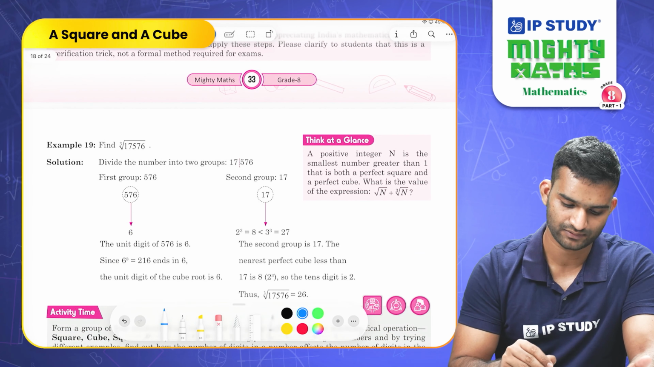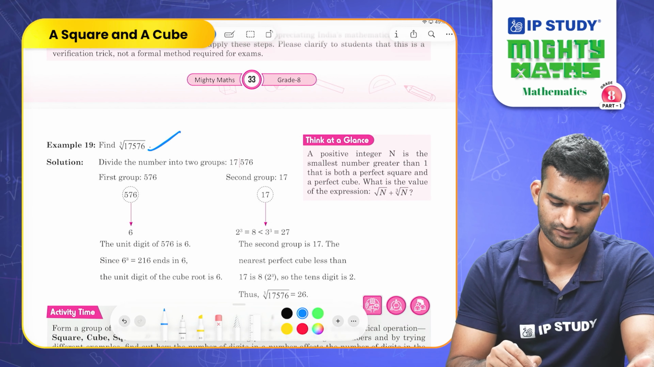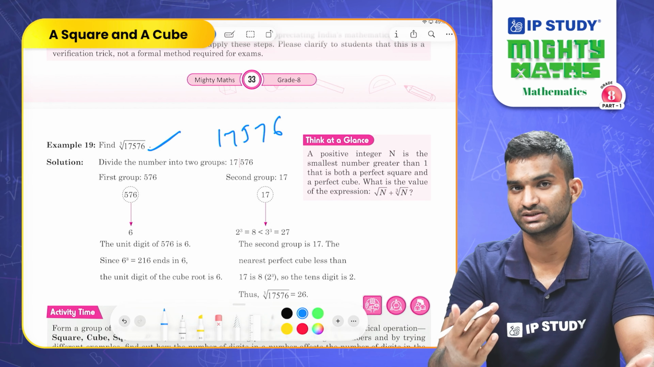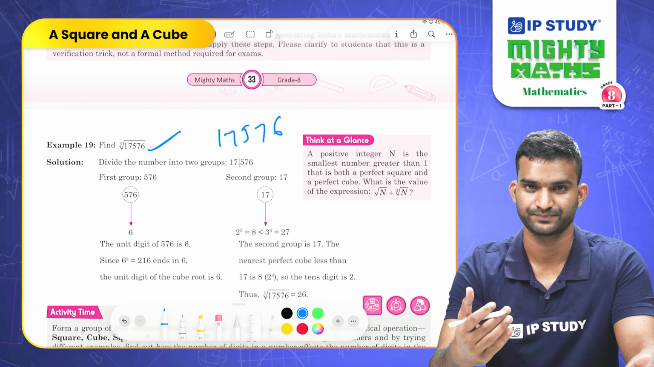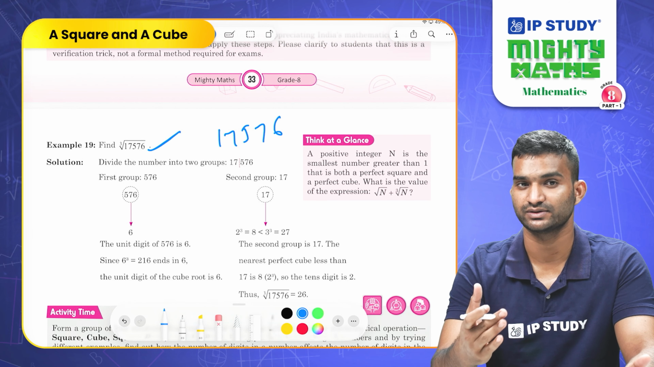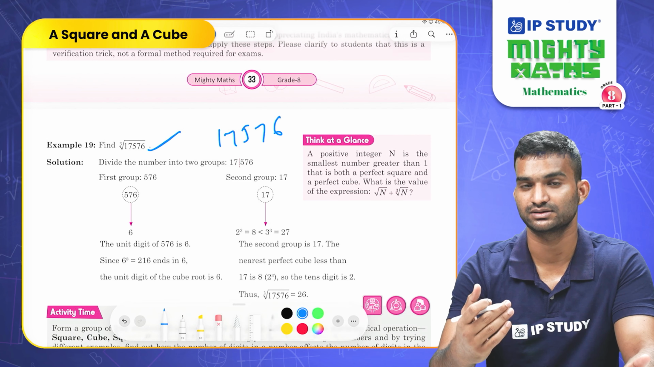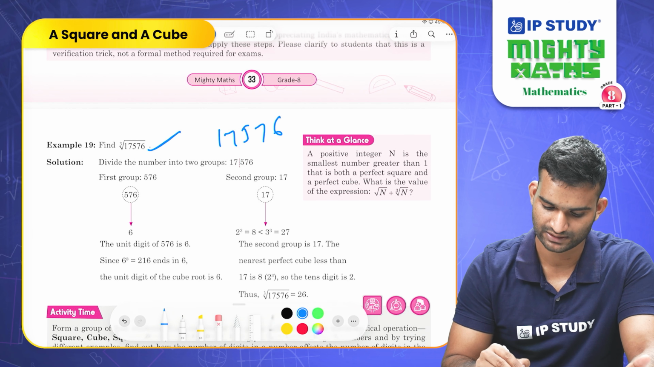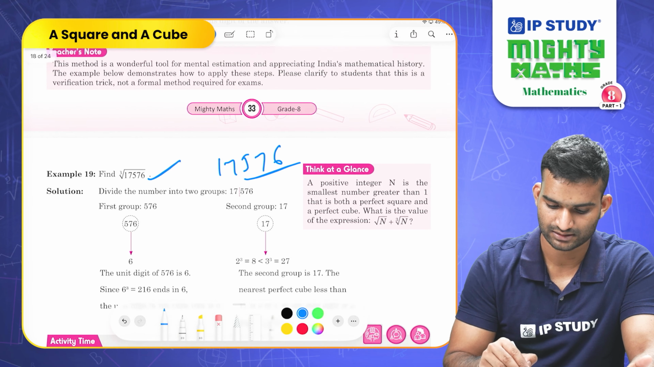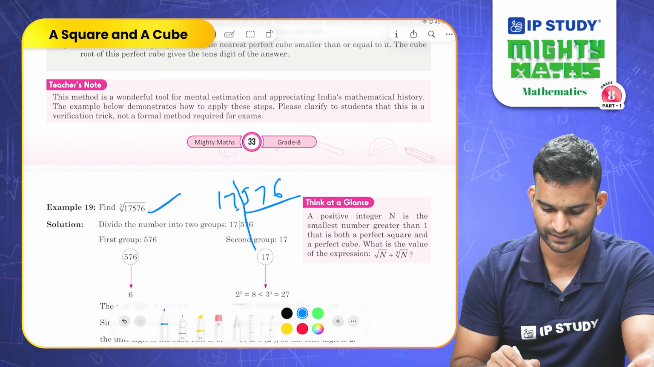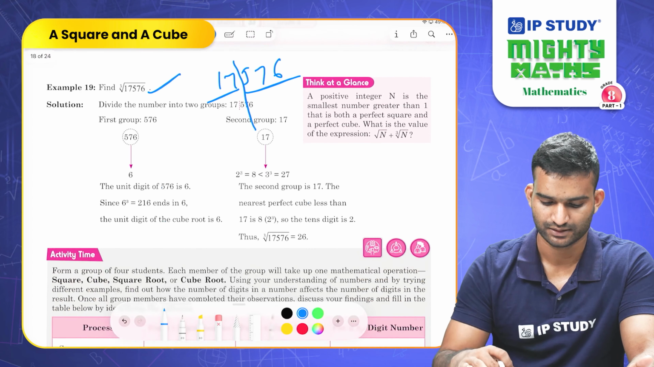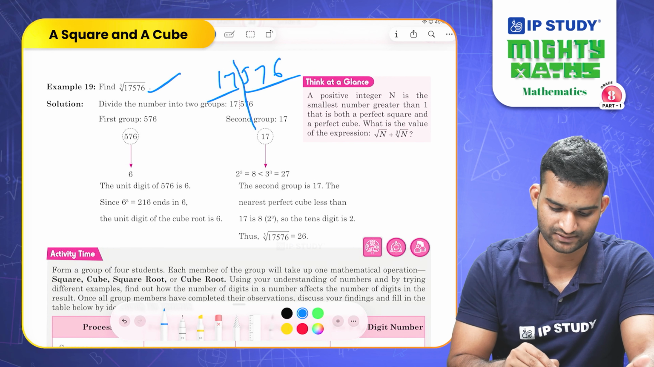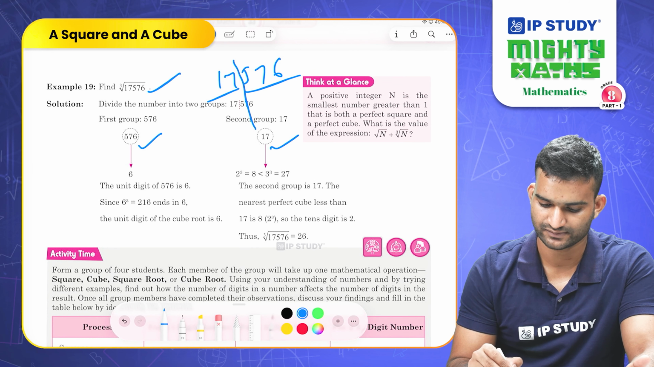So in this example, we can see there's a number given to us, which is 17576. To get the cube root of the number, firstly we need to divide the number into 2 parts. We have to make sure that we divide the number from the right end. We take the digits in groups of 3. So we divide the number like this. From the right we take 3 digits and the rest we keep to the left. So we can see the number on the right is 576, and for the left part we have 17.